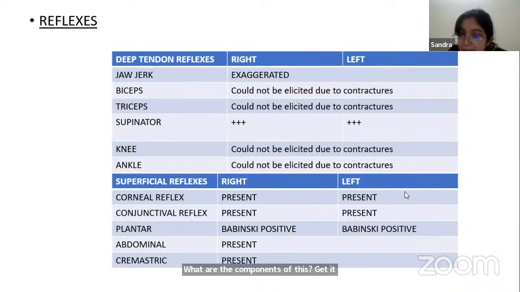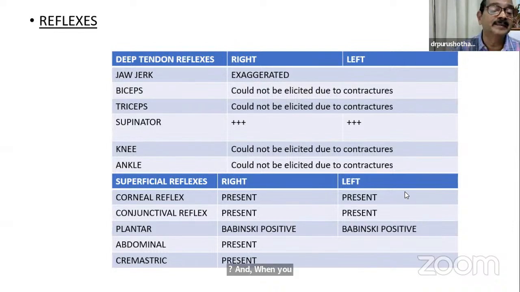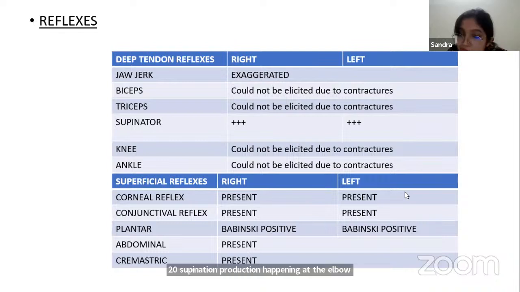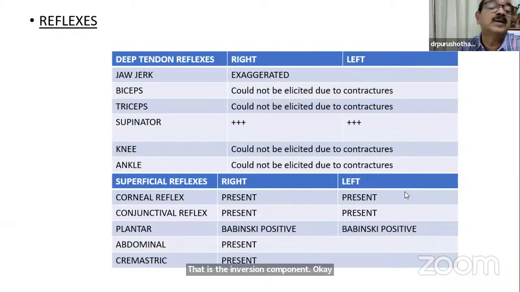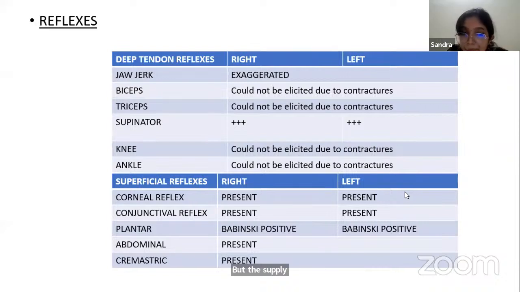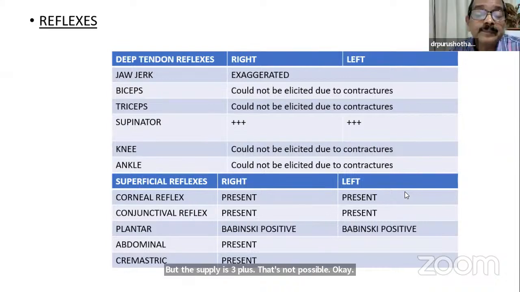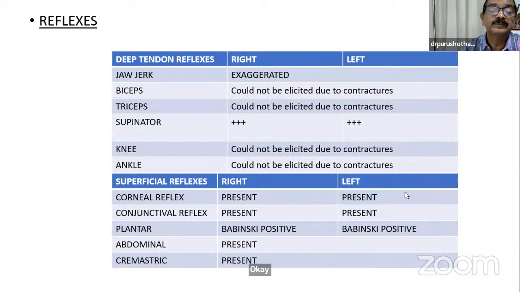Brachioradialis. When you are eliciting the supinator, there are two things: supination, flexion happening at the elbow, and an inversion component. So can you expect the biceps could not be elicited because of contractures, but the supinator is 3 plus? That's not possible. Unlikely.